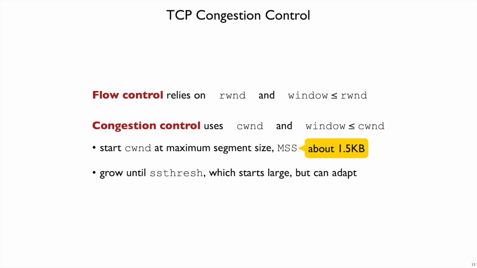So that's just an initial guess, but then cwind is going to grow until some other parameter, SSthresh, which starts large, but we're going to adapt SSthresh as well as cwind in this protocol. SSthresh typically starts at around 64K. So between 1.5K and 64K, the expectation is that the right congestion control window is somewhere in between there, but it's not going to be bounded by those initial lower and upper bounds. The upper bound SSthresh will also adapt based on what the connection sees.